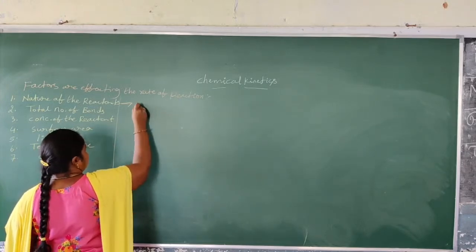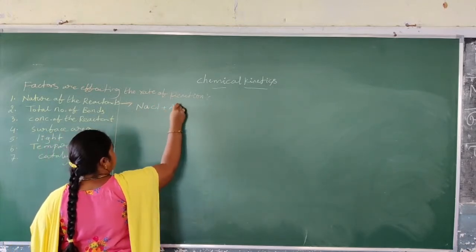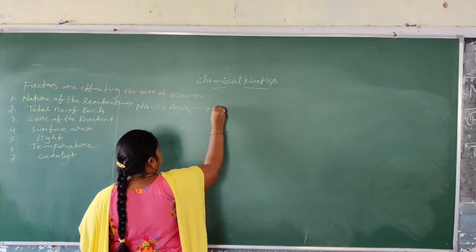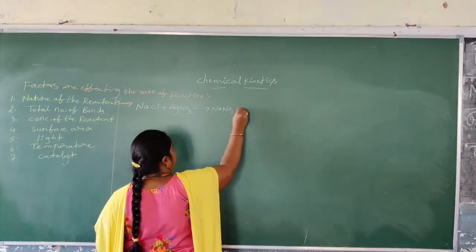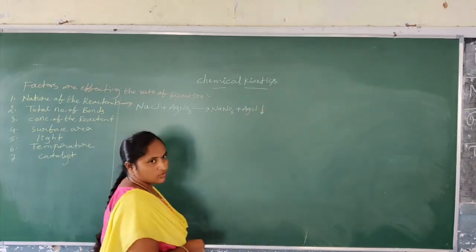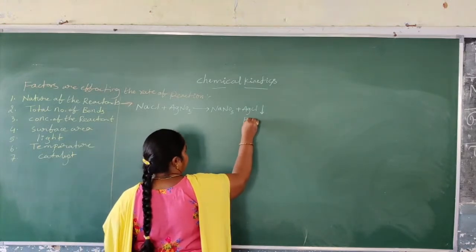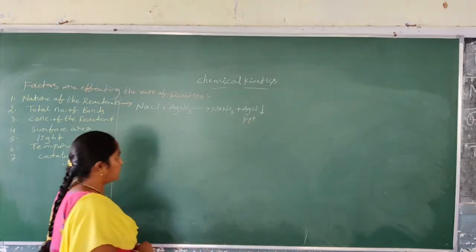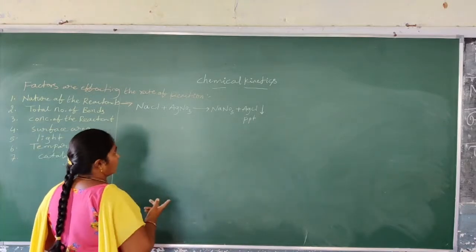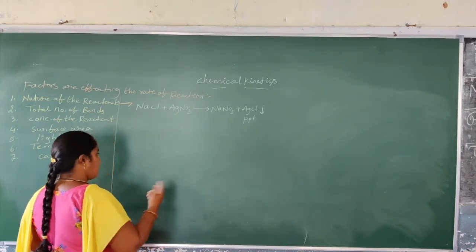Already we know one precipitation reaction, that is NaCl reacts with AgNO3 to form NaNO3 plus AgCl. AgCl is the insoluble solid. Insoluble solid is called what? Precipitate. Already I told you in the previous class. Now, NaCl is an ionic compound. AgNO3 is also an ionic compound. The reaction between the two ionic compounds is much faster than between covalent substances.